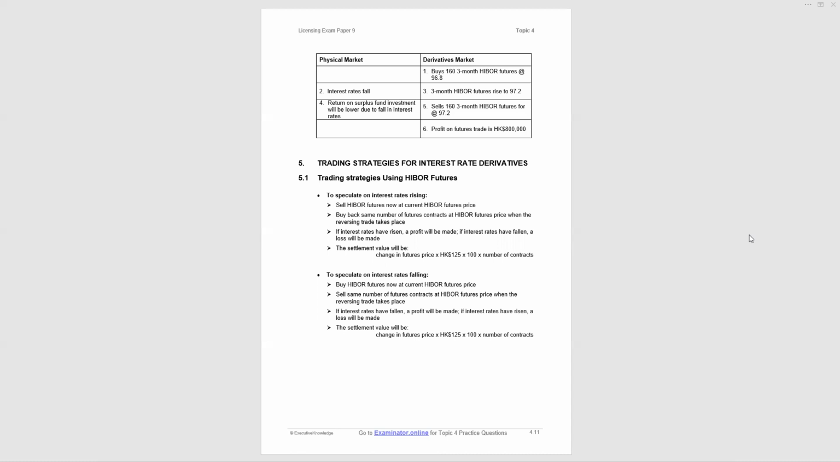If interest rates have risen, a profit will be made. If interest rates have fallen, a loss will be made. So it's one or the other. And the settlement value will be the change in the futures price multiplied by price per point, $125 multiplied by 100. And remember, for the total value, multiply by the number of contracts.